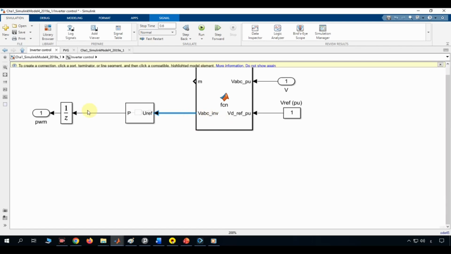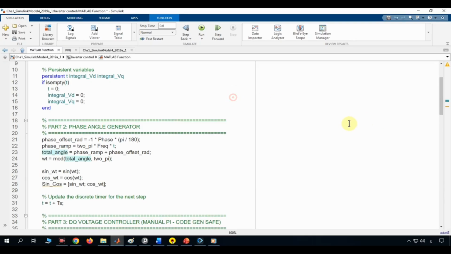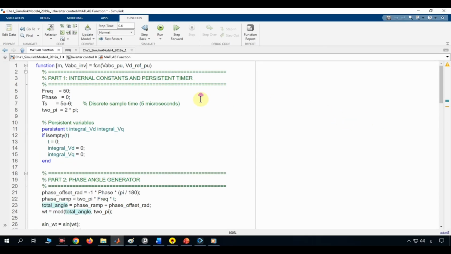Inside, this function is running a complete DQ frame voltage controller. That's the same core technique used in real grid-tied inverters, motor drives, and power converters everywhere. In this video, we're going to walk through exactly how it works, one section at a time. Let's start at the top.